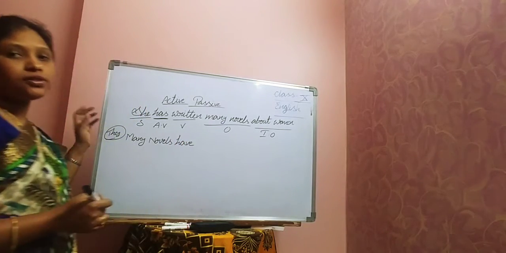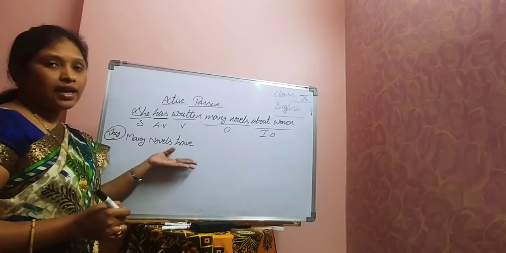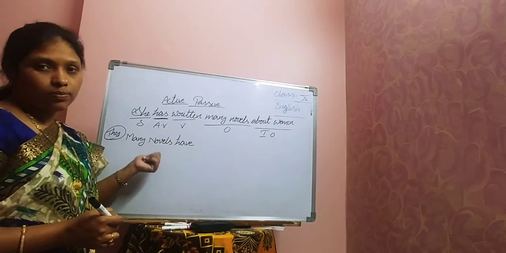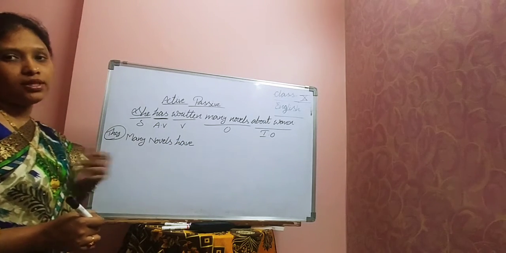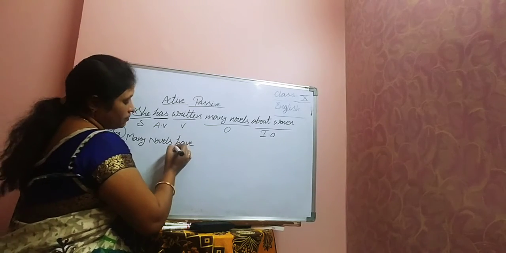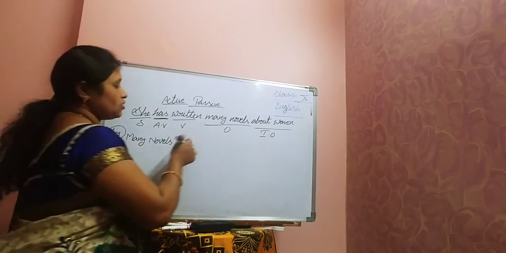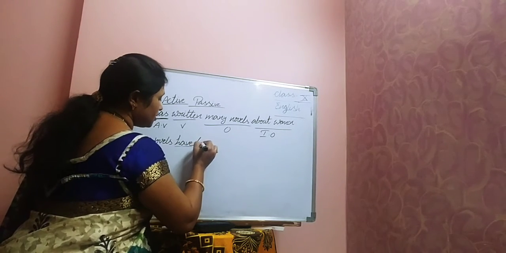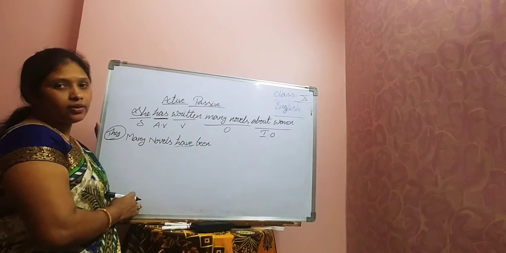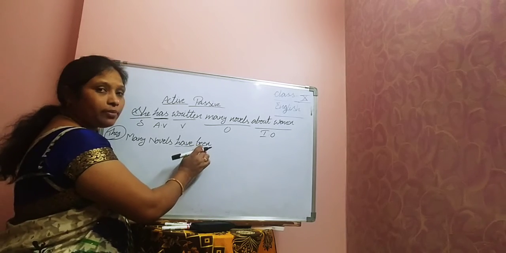Okay, third person plural, we need to write have. We should not say many novels has. It is plural. That's why we need to write many novels have. Next, whenever we get have in passive voice, we need to write been. This is a grammatical rule. Add been. If you get have, has, had, we need to add been.